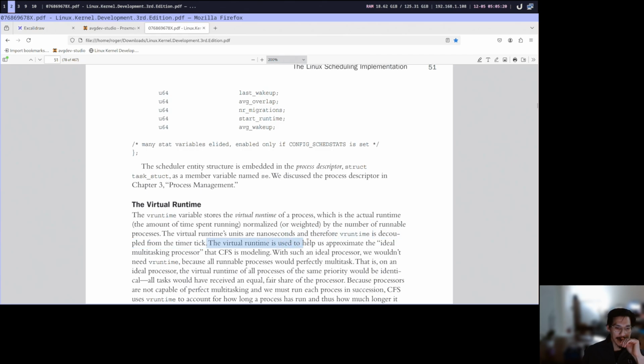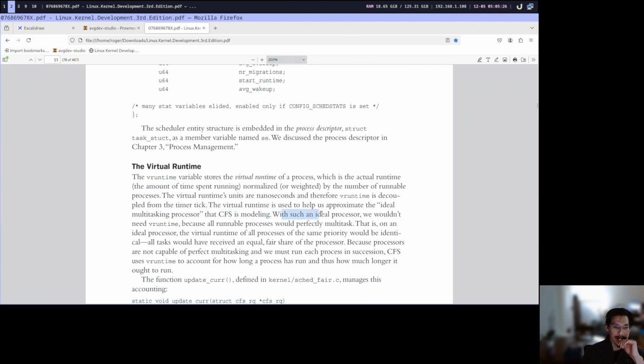It's just like real world time units. The virtual runtime is used to help us approximate the ideal multitasking processor that CFS is modeling. With such an ideal processor, we wouldn't need v runtime, okay? Because all runnable processes would be perfectly multitasked. That is, on an ideal processor, the virtual runtime of all processes of the same priority would be identical. All tasks would have received an equal fair share of the processor. Because processors are not capable of perfect multitasking and we must run each process in succession, CFS uses v runtime to account for how long a process has run and thus how much longer it ought to run. Okay, so if it's super fair, every process gets the same amount of time to run, v runtime will be used to compare those times.